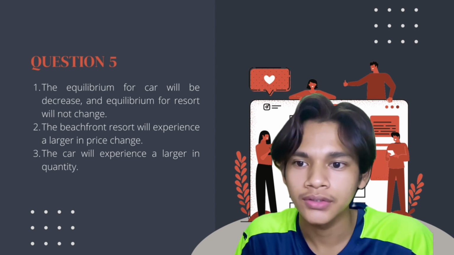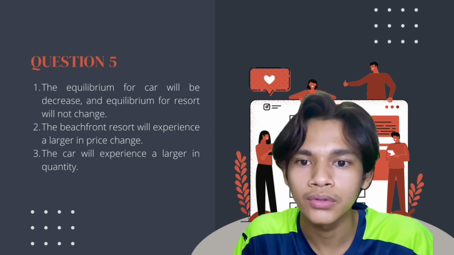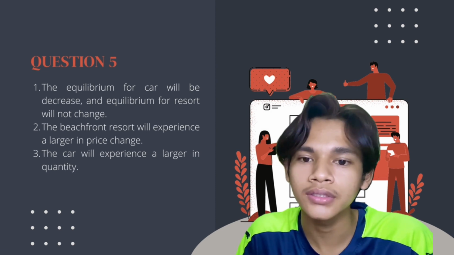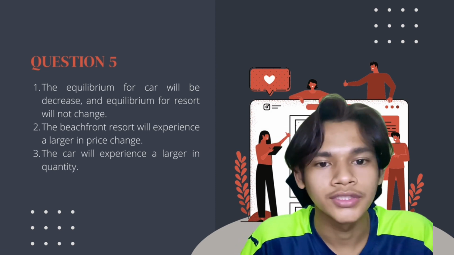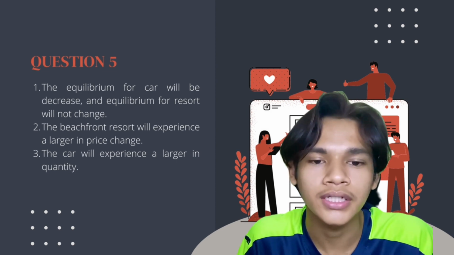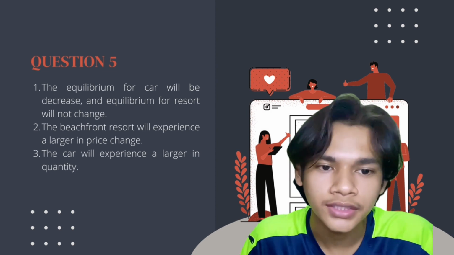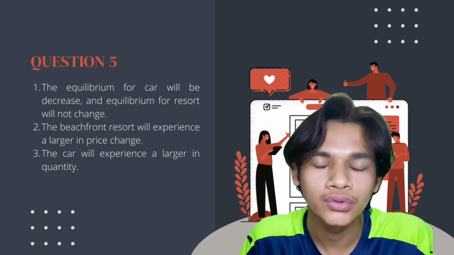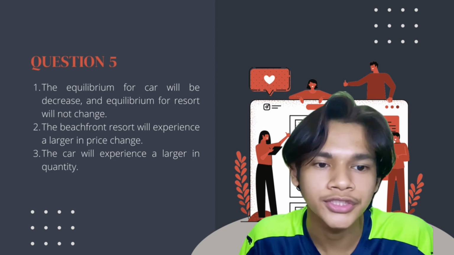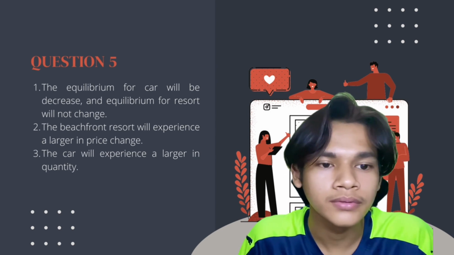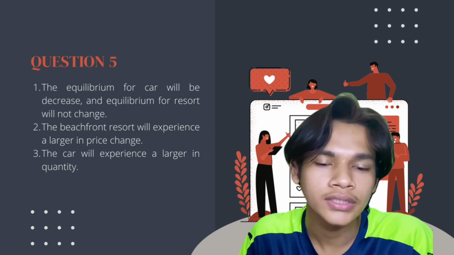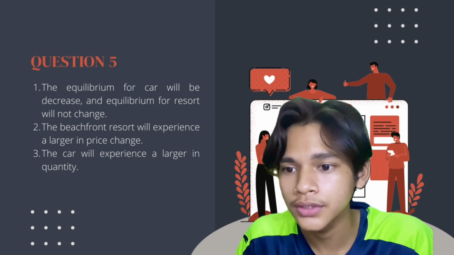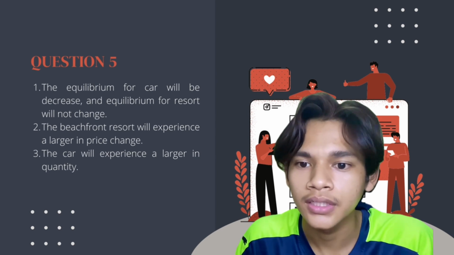So question number 5 is, beachfront resorts have an inelastic supply and cars have an elastic supply. Suppose that a rise in population doubles the demand for both products. For the first question, what happened to the equilibrium price and quantity in each market? The answer is the equilibrium for cars will decrease and the equilibrium for resorts will not change. The equilibrium for cars decreases due to the rise of population. The equilibrium for resorts does not change because quantity and price will be the same although the population rises.